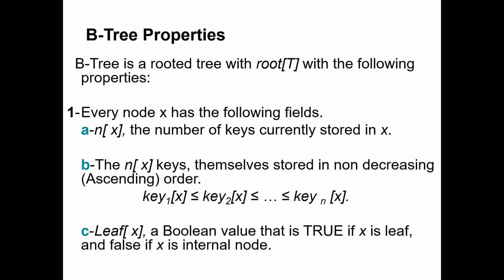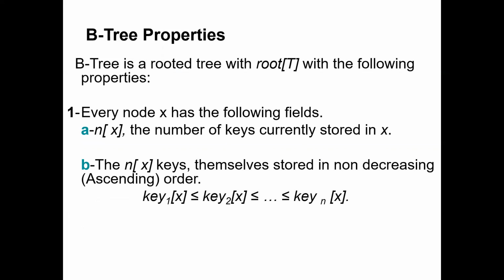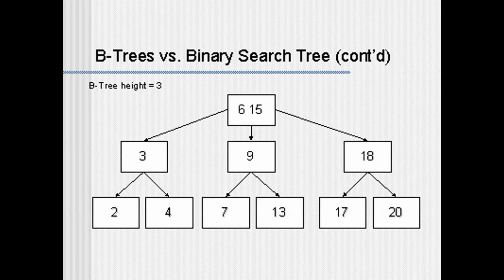Another flag would also be present in the nodes of the B trees. This is a Boolean flag that would represent whether a node is a leaf node or not. So in all the nodes at level 1 and level 2, leaf of X would be false, while for all the nodes at the bottom level, leaf of X would be true, as all the nodes at the bottom level are the leaf nodes.